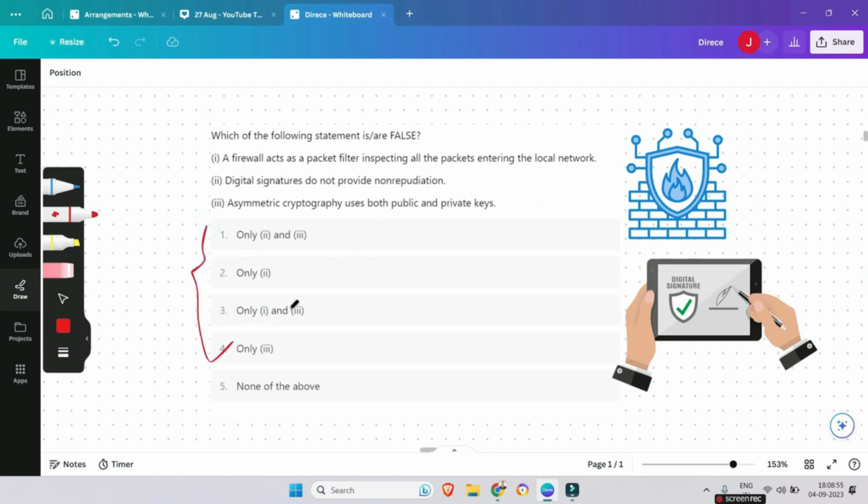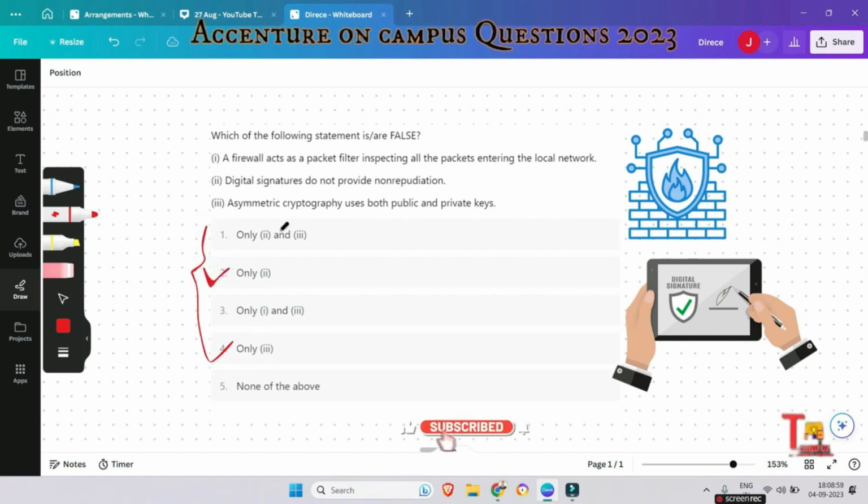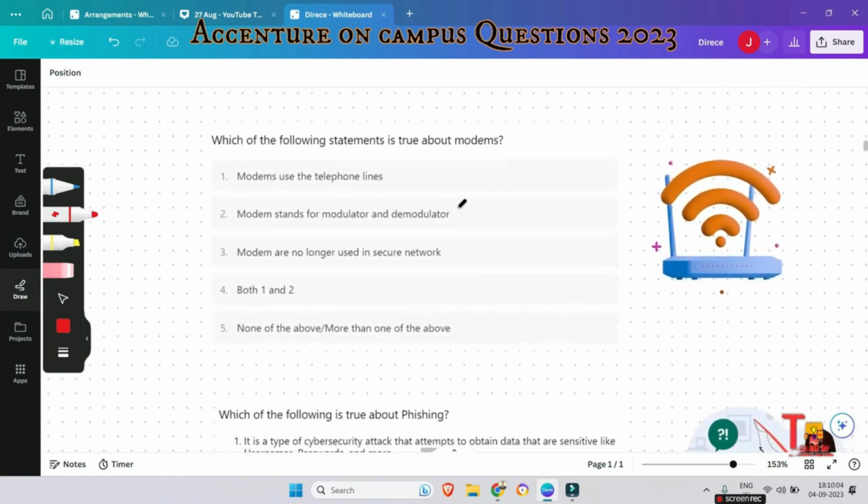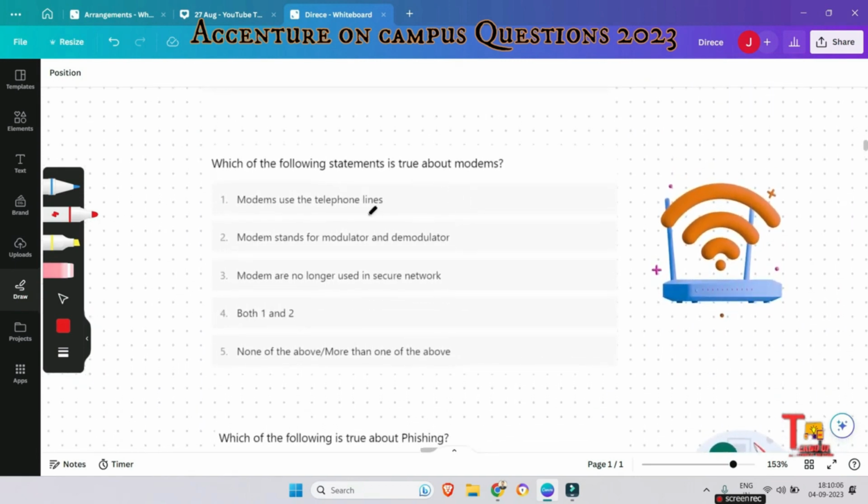Okay, let me answer that. Option 2 will be correct in this case, right? This is a false statement, because digital signatures can offer non-repudiation when it comes to online transactions, where it is crucial to ensure that a party to a contract or a communication can't deny the authenticity of their signature, right?